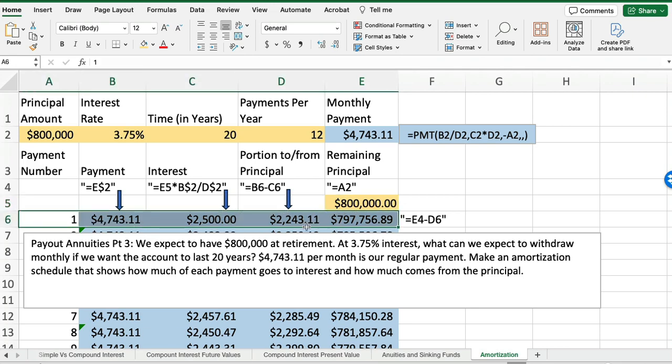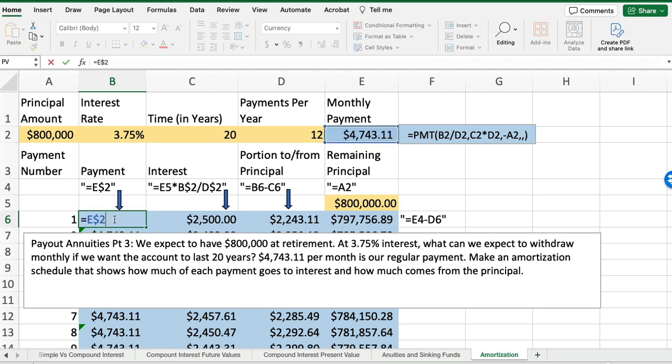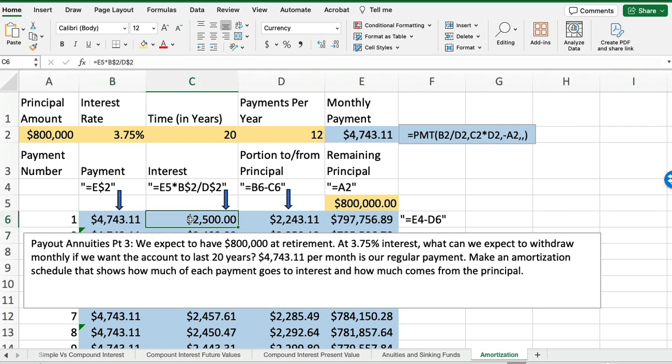So let's look at row 6. Row 6, first thing we put is our payment number 1. Second thing is our payment. Our payment is just equals $B$2, and you can see I actually typed that in there. It's going to copy the payment from row 2. And the dollar sign is going to keep the number steady as we pull down.